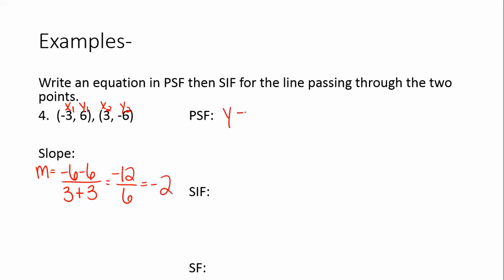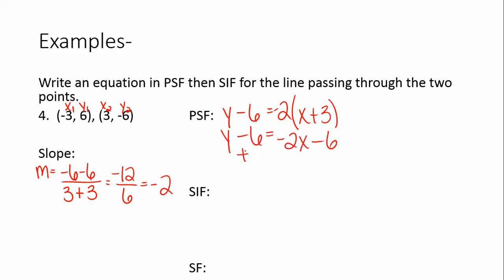So point slope form is y minus 6 equals negative 2 times x plus 3. Again, it's a negative 3, so it looks positive here. y minus 6 equals negative 2x minus 6. We're going to add 6 to both sides, and we get y equals negative 2x, and it's a plus 0. I don't have to write that.